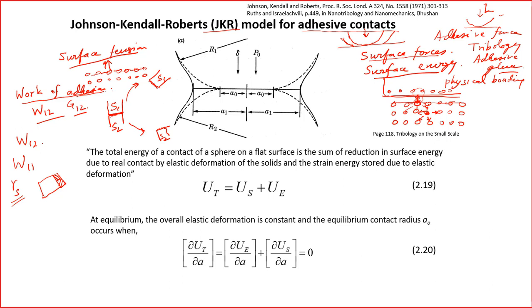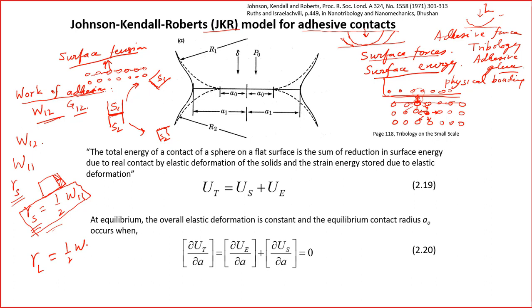So here we were talking about W12 when these two surfaces have been created, or a unit surface has been created. If we are talking about half, then gamma S will become half of W12, here W11, because we are talking about one material. So roughly we can define the surface energy of a solid as half of the work of adhesion. Okay. So this is the definition for this one. In the case of liquid, we talk about surface tension. So in that case, we write gamma L. In the case of solid, we write gamma S. In the liquid, we write gamma L, even though they are basically the same thing, is equal to half W11.